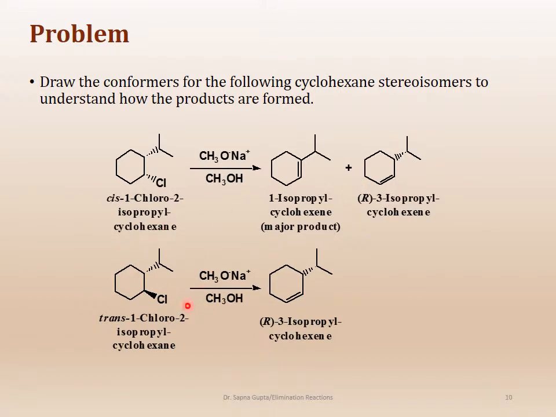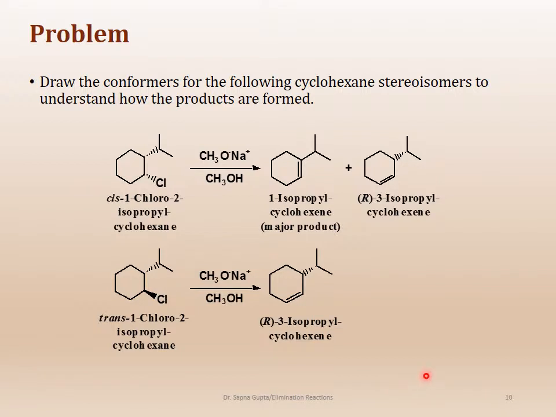In case of the trans, you only get the minor product. So your minor product really is your major product. You don't even get the other one. Which means that in case of the trans relationship of these two groups, you do not even get the Zaitsev's product. Synthetically speaking, you are kind of the winner because you know exactly what you're doing now and what kind of product to expect. But the thing is that I need an explanation for this.